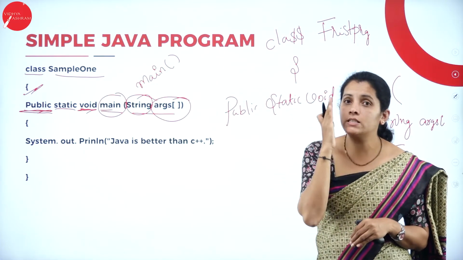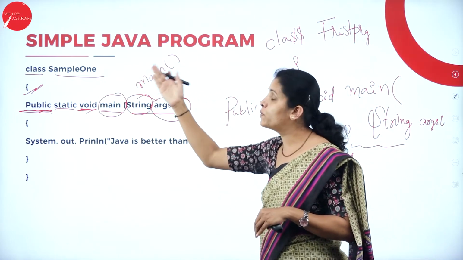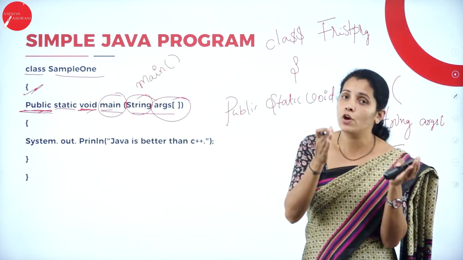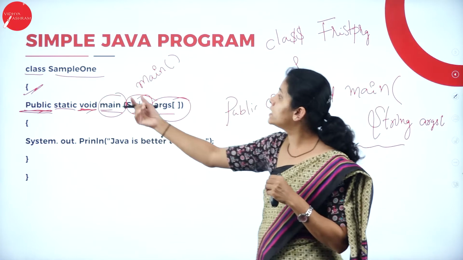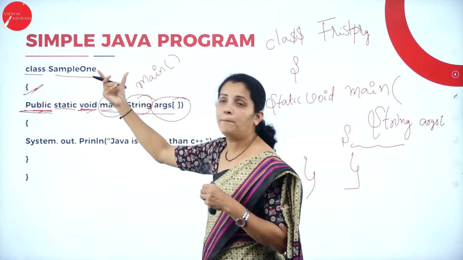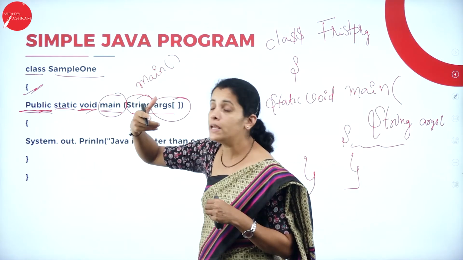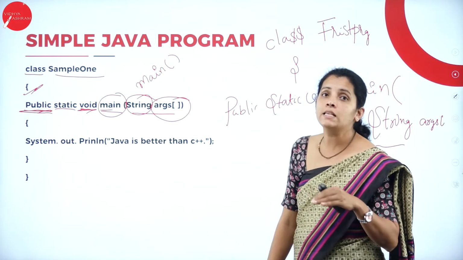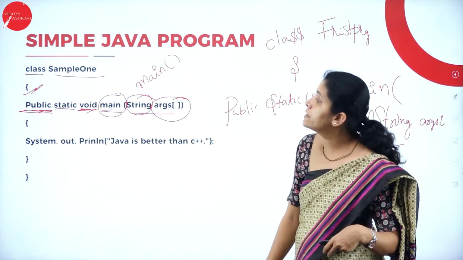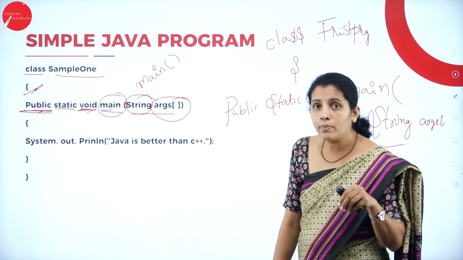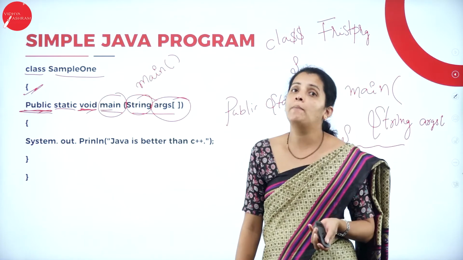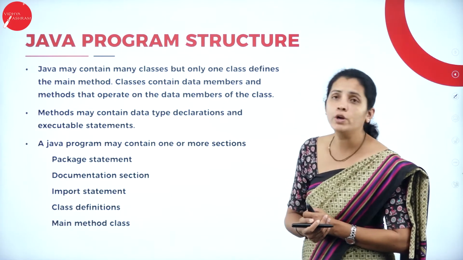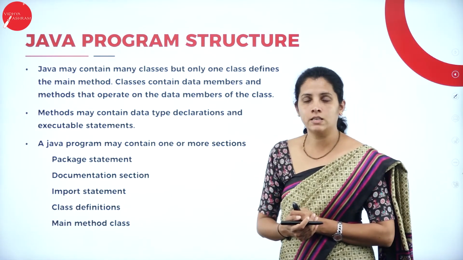So dear student, just remember that while saving your program, you want to specify your class name as your program name. So what is my class name here? That is sample1. So what is my program name? That is sample1.java. Anyway, in my next upcoming class, I'll be discussing how to write the Java program, how to save the Java program, and how to compile the Java program.